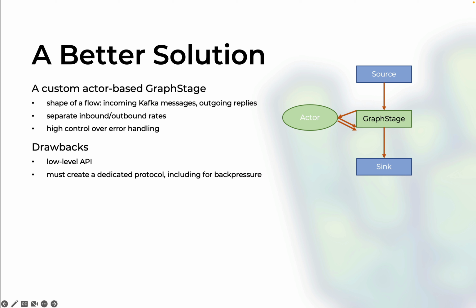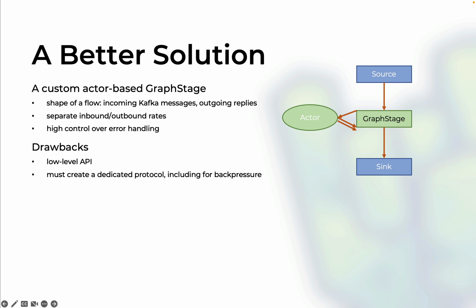graph stage. So we are going to build a custom component in the shape of a flow that will receive incoming Kafka messages and push outgoing replies to the sink, therefore separating the commit logic in the sink from the business logic in the graph stage. And it will give us the ability to separate the inbound and outbound rates because this graph stage will interact with a target actor with a custom protocol.